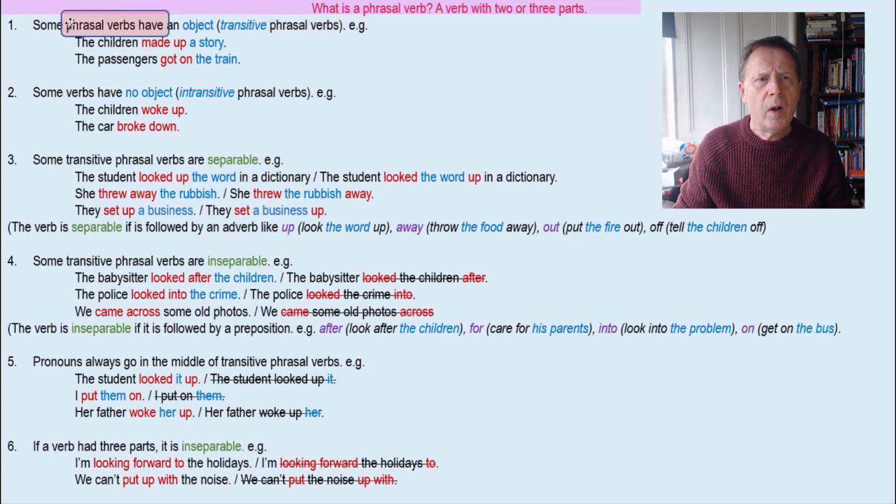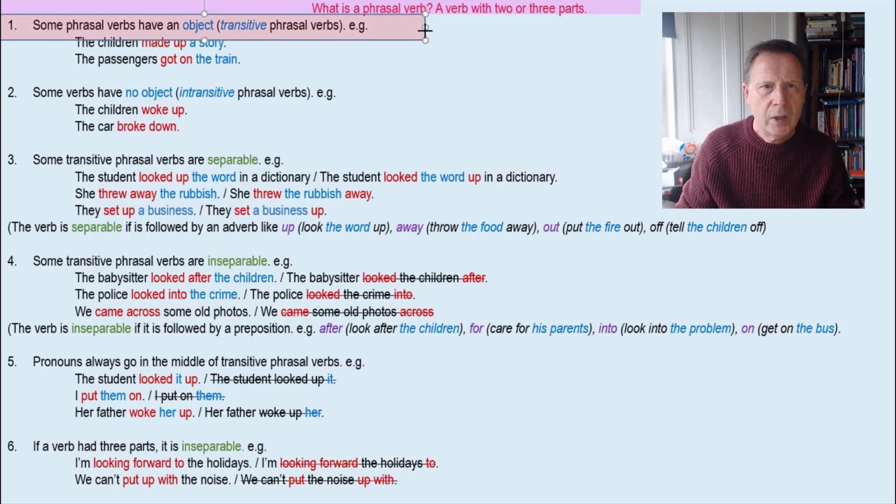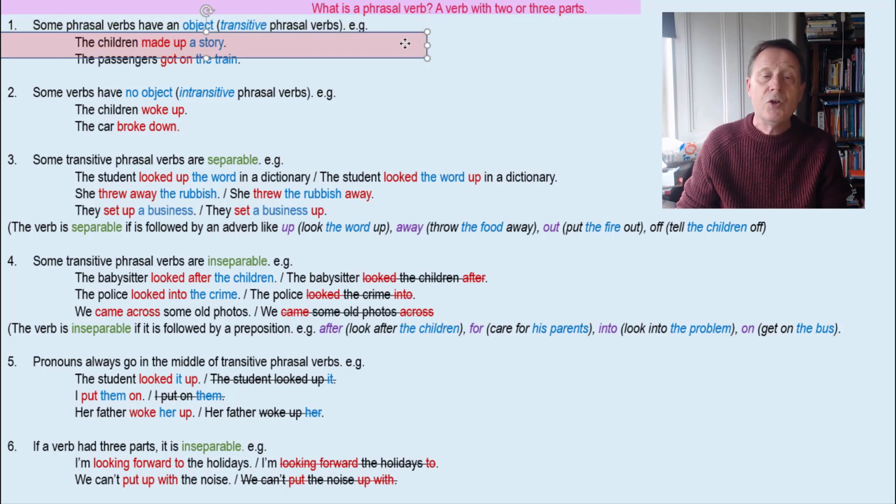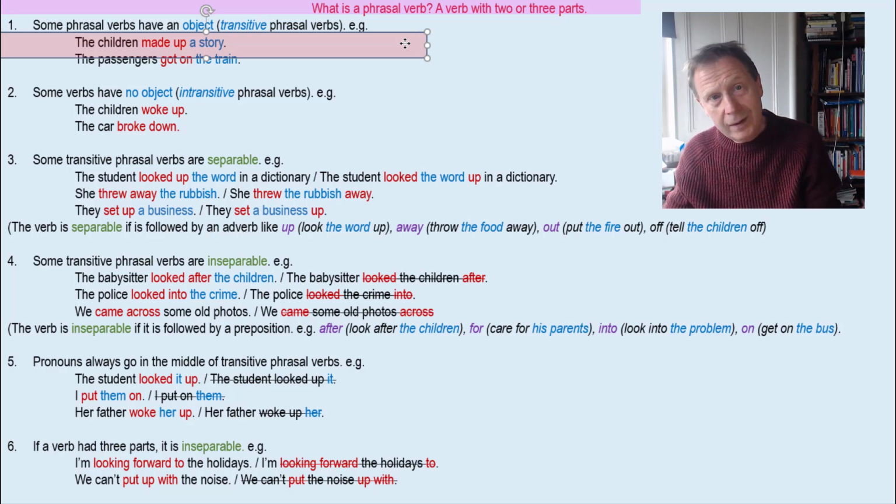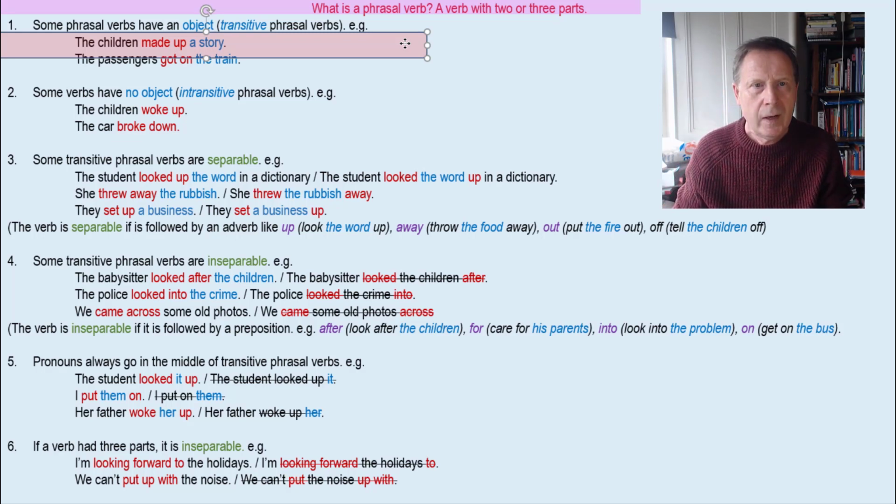So, point number 1 on my list here is some phrasal verbs have an object. Now, that means in many books they are called transitive phrasal verbs. Here are 2 examples. The children made up a story. Now, made up is the phrasal verb. A story is the object of the phrasal verb.